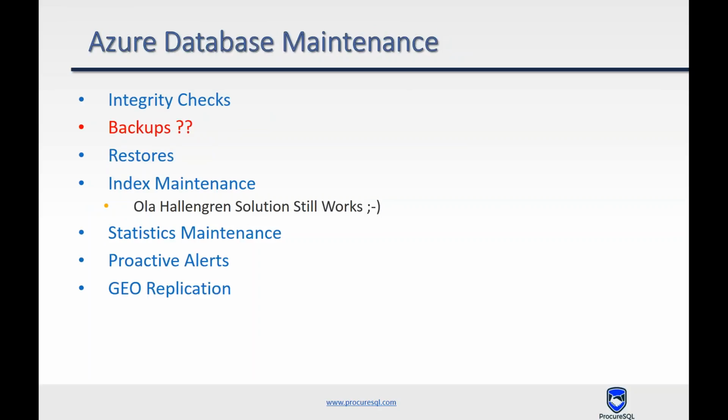So some good maintenance that you would want to do. Backups are done for you. If you ever want to have the ability to restore your database out of Azure, this is where you would use SQL package or some other tool to build a bacpac for you. But your index maintenance, stat maintenance, Ola Hallengren, which is one of the best solutions I've seen out there in the open source community, it works just fine. I've used it with quite a few clients of mine that are out there in Azure. And of course, you can set proactive alerts as well.